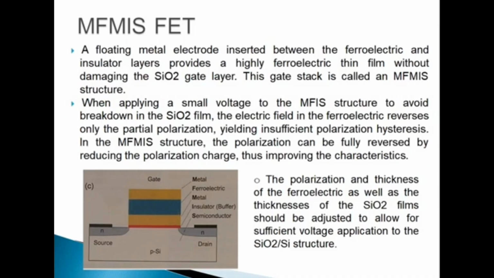When applying a small voltage to this structure to avoid breakdown in the SiO2 film, the electric field in the ferroelectric reverses only the partial polarization, yielding insufficient polarization hysteresis. In MFMIS structure, the polarization can be fully reversed by reducing the polarization charge, thus improving the characteristics of the device. The polarization and the thickness of the ferroelectric as well as the thickness of the SiO2 film should be adjusted to allow for sufficient voltage application to the SiO2 Si structure.